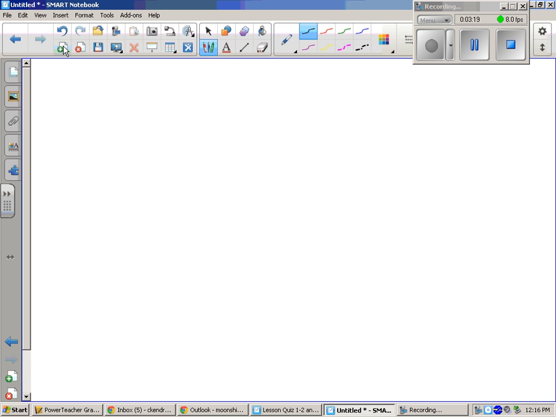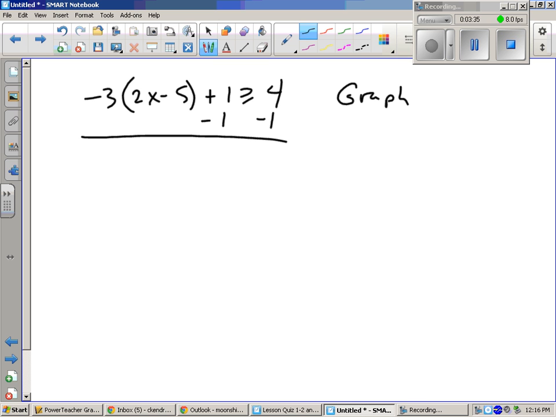All right, let's look at this inequality, 2x minus 5 plus 1, greater than or equal to something. We're going to solve this, and I want you to graph the solutions. So, first thing I'm going to do is subtract 1. So I have negative 3, 2x minus 5, greater than or equal to 3. Then I'm going to distribute, so plus 15.